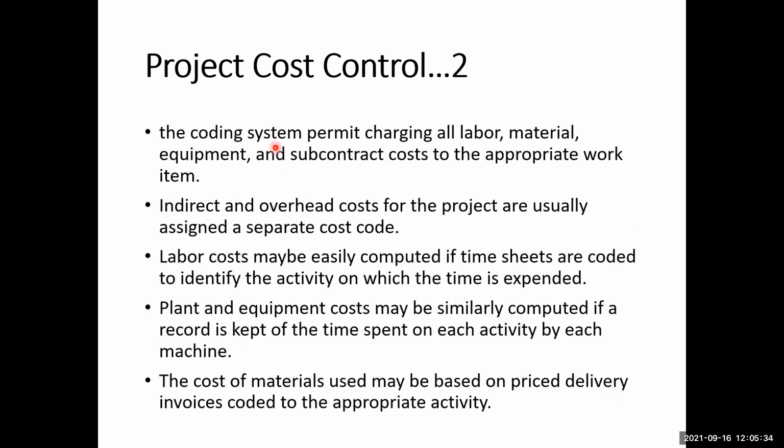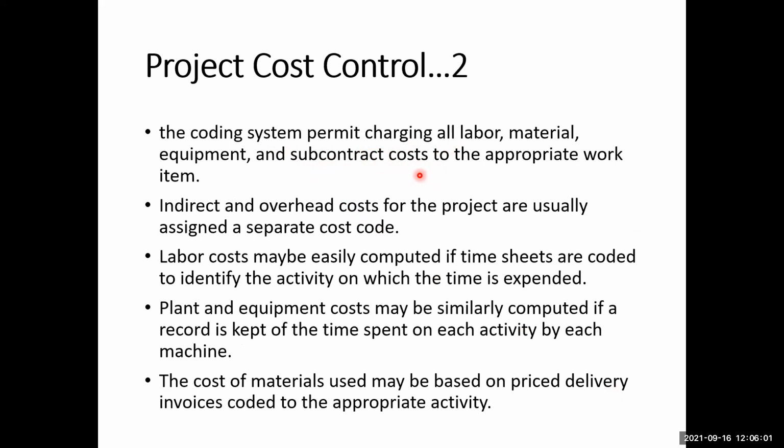The coding system permits charging all labor, material, equipment, and subcontract costs to the appropriate work item. So it is important to correctly identify the type of costs: which cost has been spent on which activity? If we can do it accurately, then we are in a good position to control the cost.